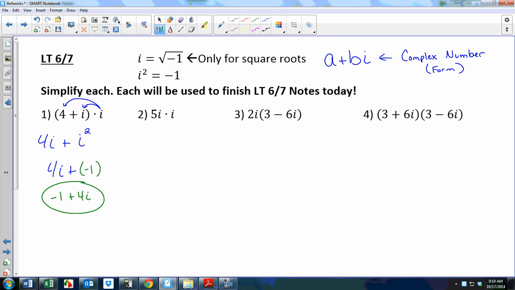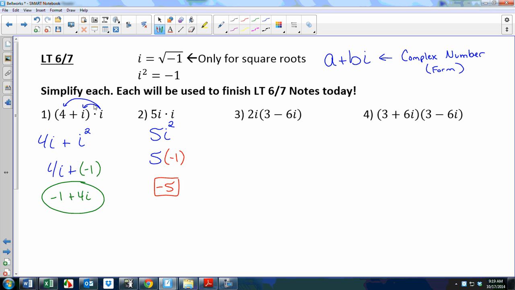Number 2 is a pure imaginary 5i times a pure imaginary i. And when you multiply pure imaginary numbers, 5i times i is 5i squared. Again, we replace i squared with -1, and we get final answer -5. So when you multiply pure imaginary numbers, you get a real number.